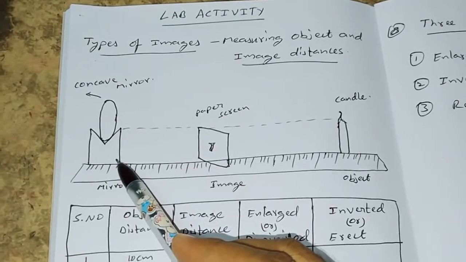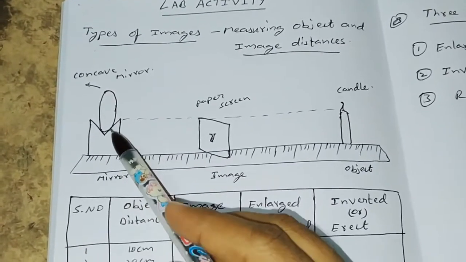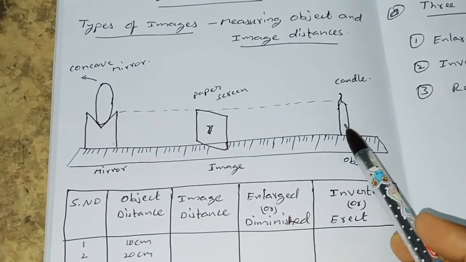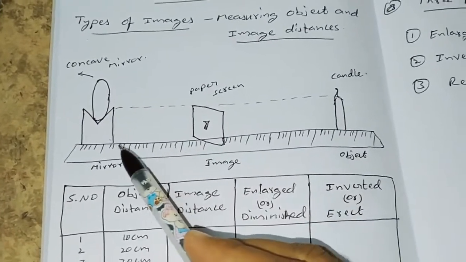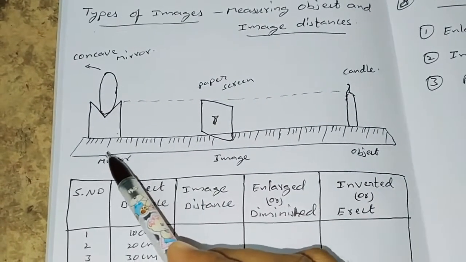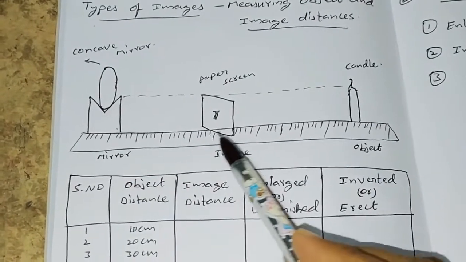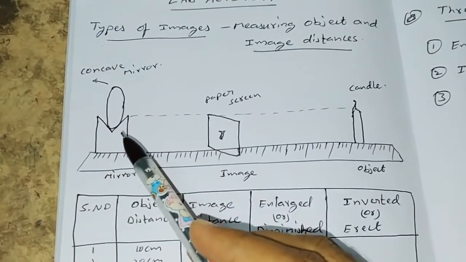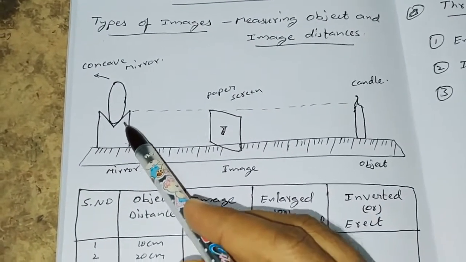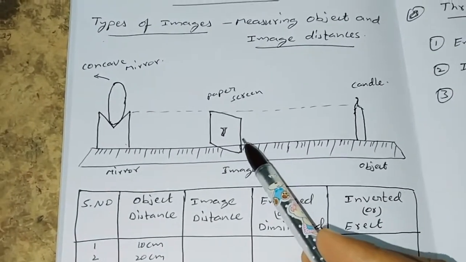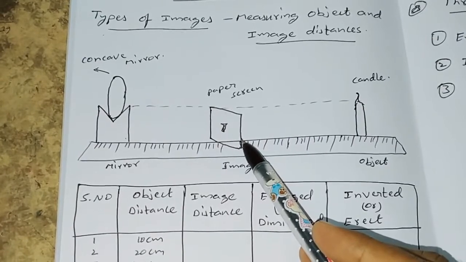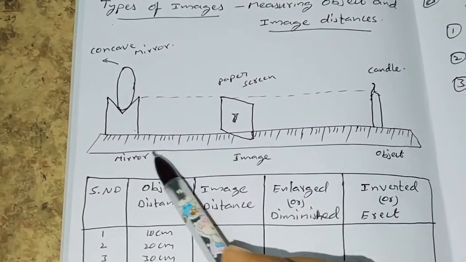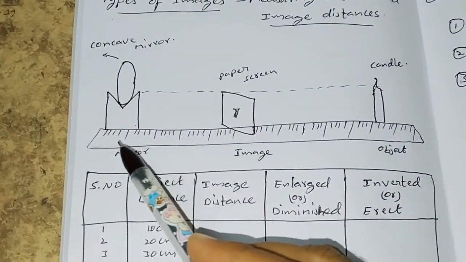Here we have to take one V-shaped stand, one concave mirror, a paper screen, and a candle. All these should be kept on a meter scale or a measuring tape. Once again, the required materials: number 1, V stand; number 2, concave mirror; next, paper, or it is called a paper screen; and next, a candle. All these should be kept on a meter scale or a measuring tape.